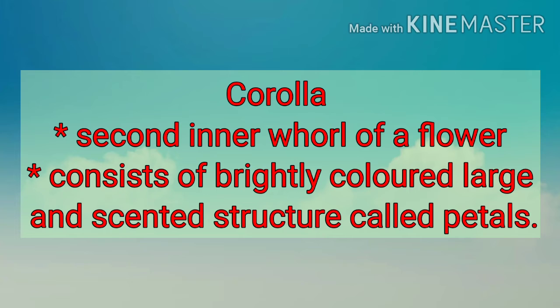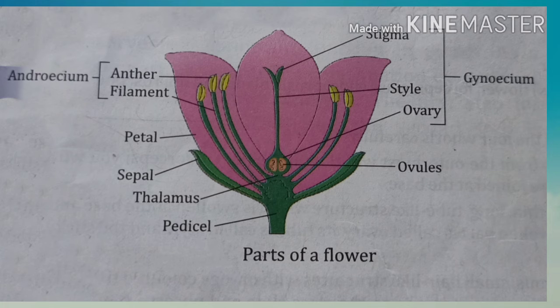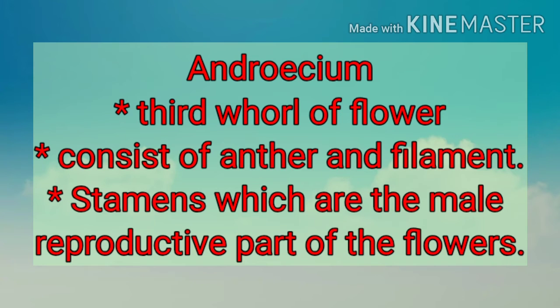Again, I repeat, corolla is the second part of the flower, the second whorl. It grows inside the calyx and consists of petals which protect the reproductive whorls at the bud stage. Now you have already seen in this diagram the innermost part of the flower is gynoecium, and the green-colored parts are sepals.